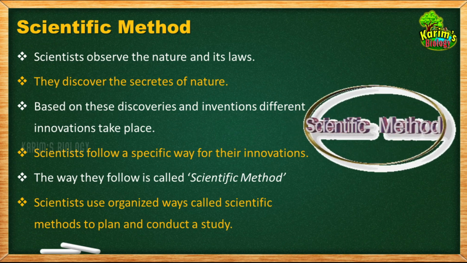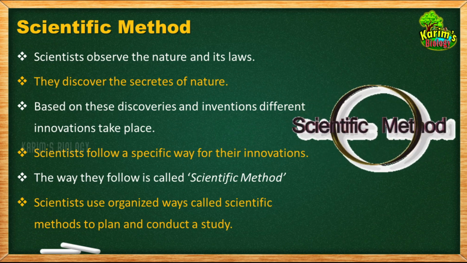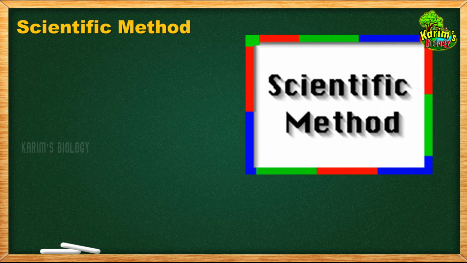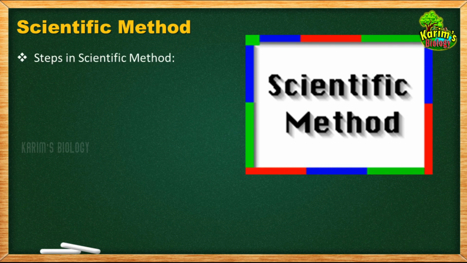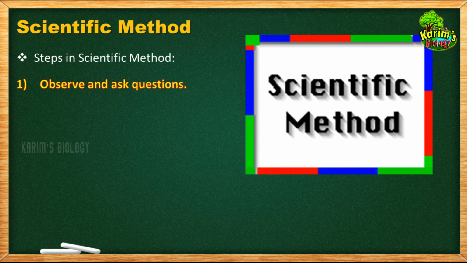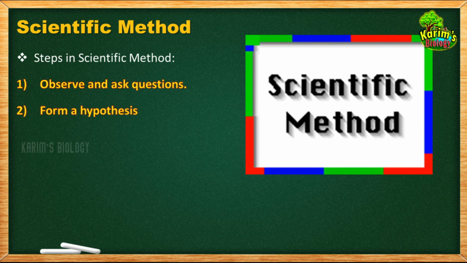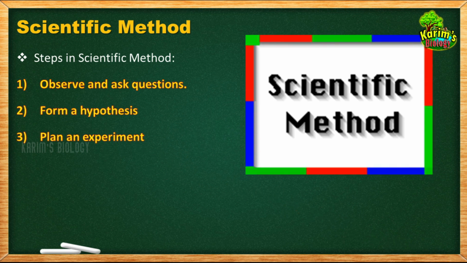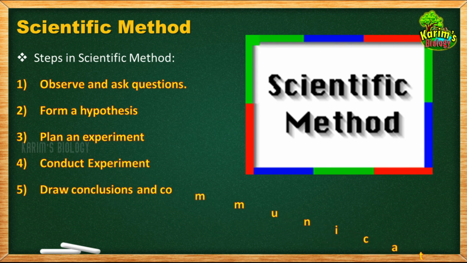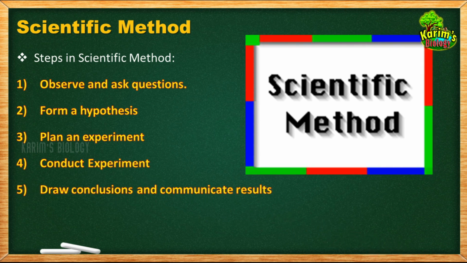So children, are you ready to find out what is scientific method and what are the steps in scientific method? So without delay, let us start. Children, there are some fundamental steps in the scientific method. What are they? The first step in the scientific method is observe and ask questions. The second step is form a hypothesis. Third step, plan an experiment. Fourth step, conduct experiment. And the fifth one, draw conclusions and communicate results.